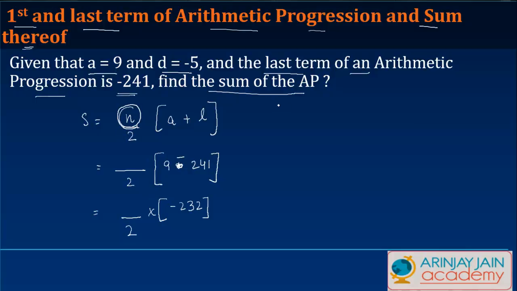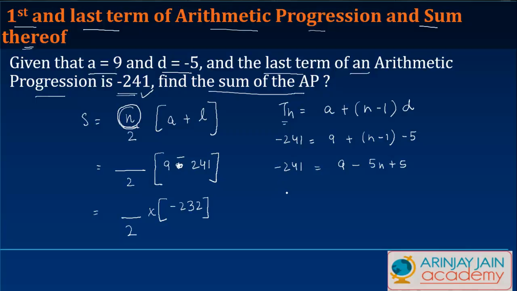We know that the value of the nth term, Tn, is equal to a plus (n minus 1) times d. So my nth term or the last term is what? It is equal to minus 241, which is given to me. My a or the first term is 9 plus (n minus 1), my common difference is minus 5. If I just solve this for the value of n, what do I get? I get 9 minus 5n plus 5 is equal to minus 241.